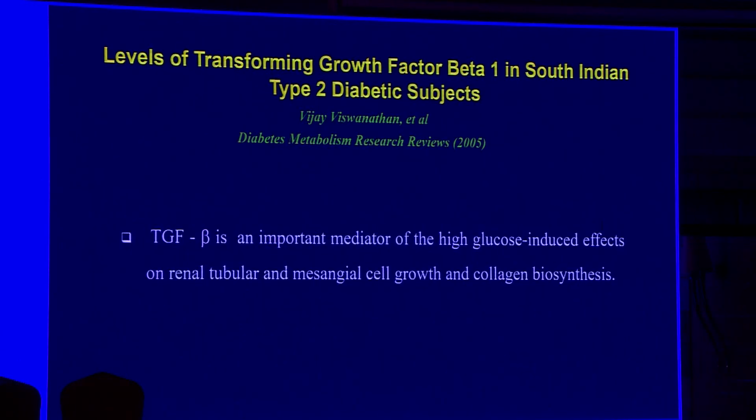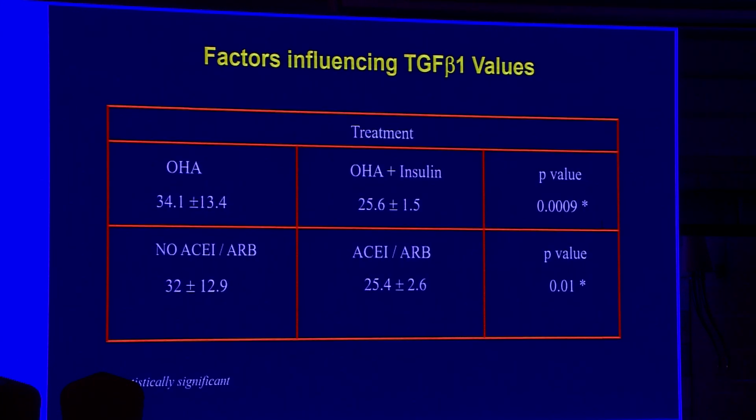And one of our PhD students, Mamta, and I, about 15 years ago, looked at the TGF beta gene as well as the levels of the protein in people with nephropathy and without nephropathy. And I'm just showing you one slide. If patients took insulin in addition to oral drugs, this was about 15 years ago, there was no SGLT2, there were no gliptins, there was nothing.